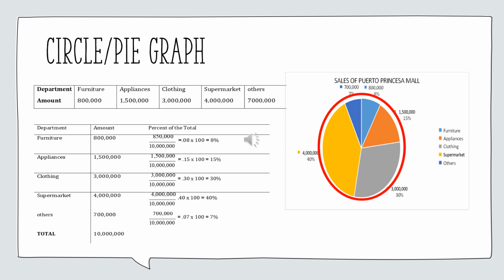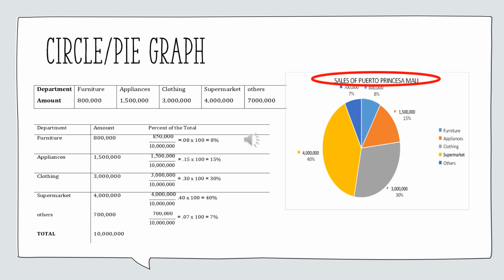Slices of different sizes are marked on a circle based on what part of the whole they represent. Each slice represents a distinct piece of data, and the size of each slice is directly proportional to the number of data points that belong to a particular category. Title. The title of the pie chart helps the reader understand what they are about to see.